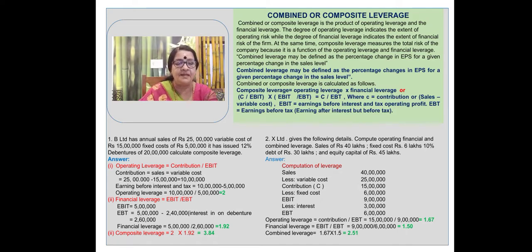Other problems are given, of the same type. So we have completed the computation of combined leverage, and with this the leverage part is over. The leverages are financial leverage, operating leverage and combined leverage. Hope you have understood. Do the problems within the videos according to the explanation and the answers given. Okay, thank you very much.